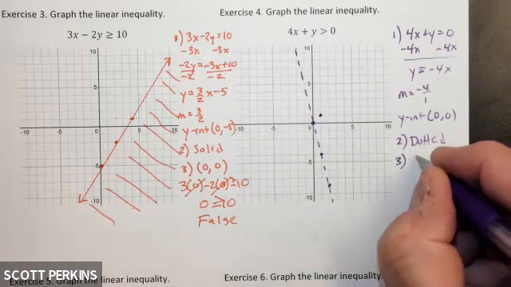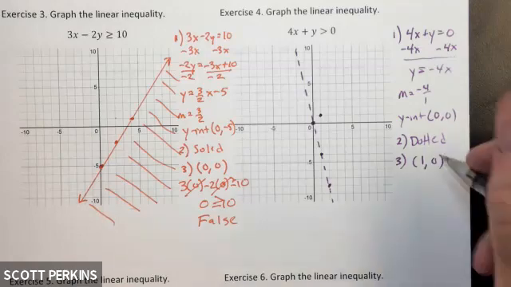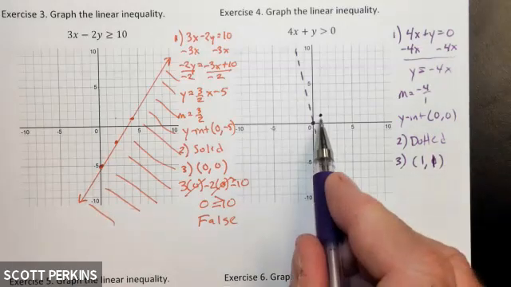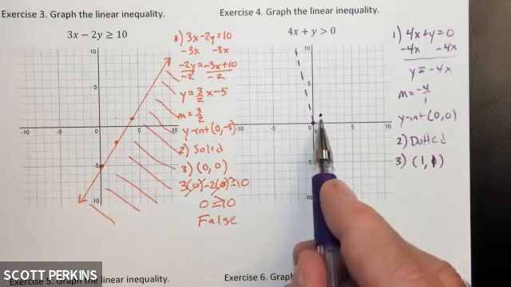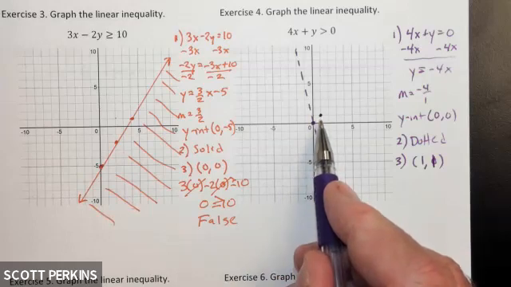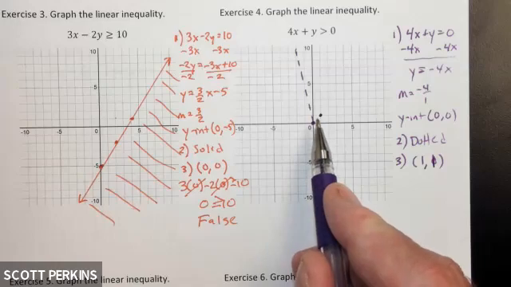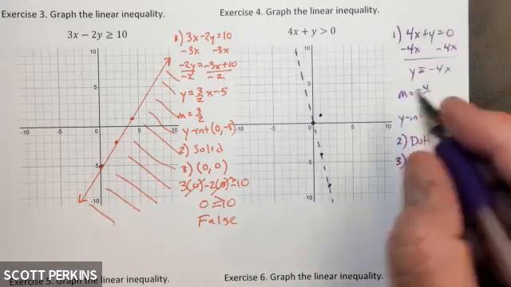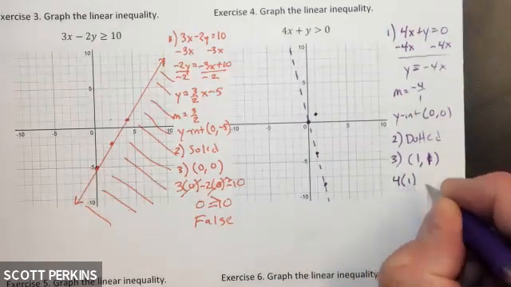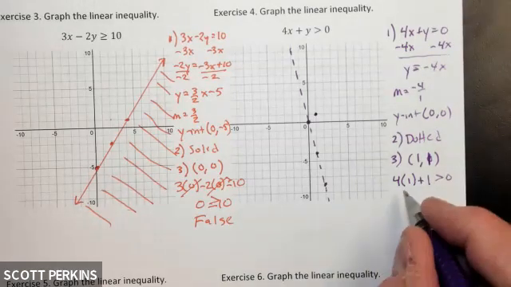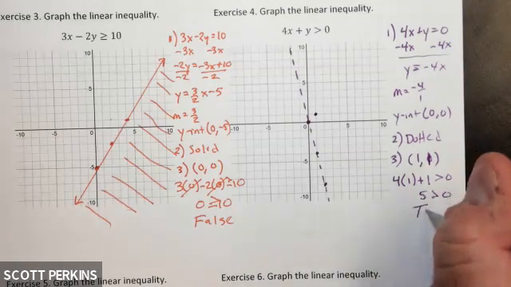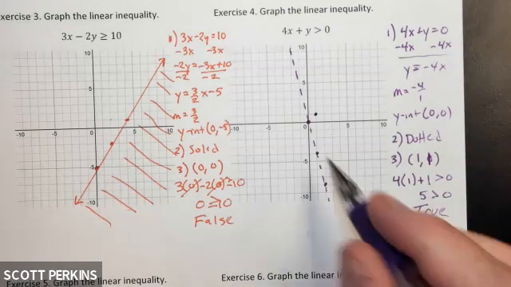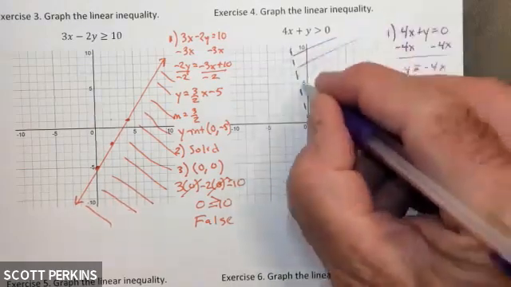All right, so then (1, 1) is what we're going to test. I put a black dot there just to show what side of the line it's on. So if I get a true statement for (1, 1), I'm going to shade the same side as the black dot. If I get a false statement for (1, 1), I'm going to shade the opposite side of the black dot. So here we go. My inequality is 4 times 1 plus 1 is greater than 0. That's 4 plus 1, or 5, is greater than 0. That is a true statement. So that means I'm going to shade on the same side as the black dot.